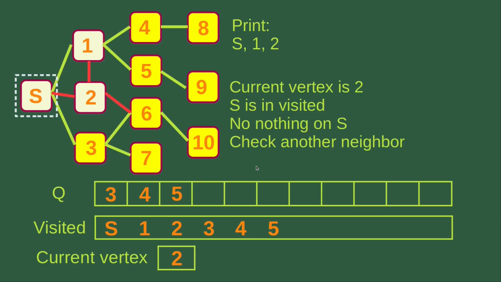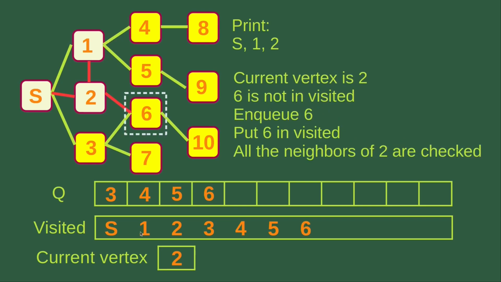The first one to check is S. S is already in the visited set, and we do nothing on S, and we go to check for another neighbor of 2. Okay, let us check number 1. Number 1 is already in the visited set. That's why we just do nothing on vertex 1, and we go to check for another neighbor. Now we check for vertex 6. Vertex 6 is not in the visited set yet. That's why we just enqueue it into the queue, and I put 6 into the visited set. And after these 2 actions, all the neighbors of 2 are already checked.